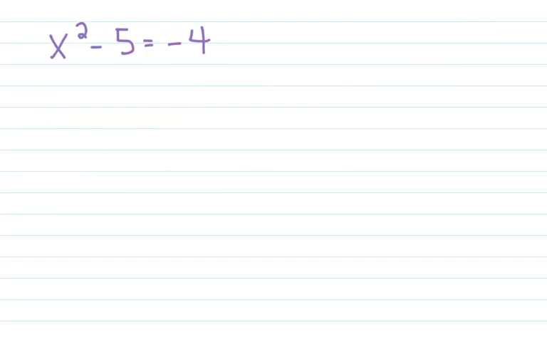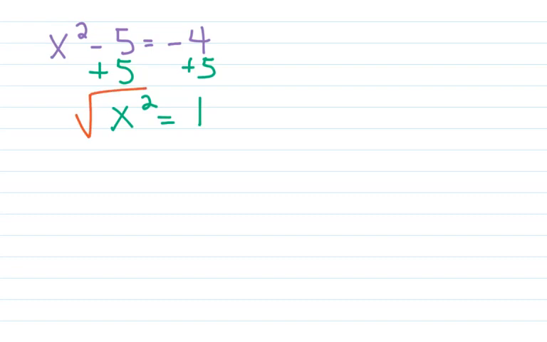All right, what if it doesn't equal 0? Does it matter? Not at all. Working backwards, we would here subtract. Let's add 5. X squared equals negative 4 plus 5, so 1.